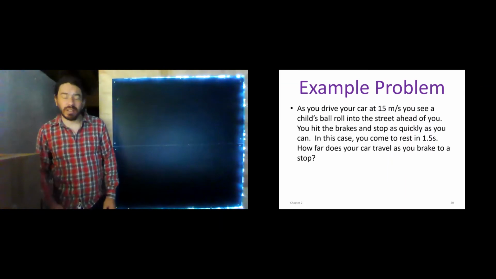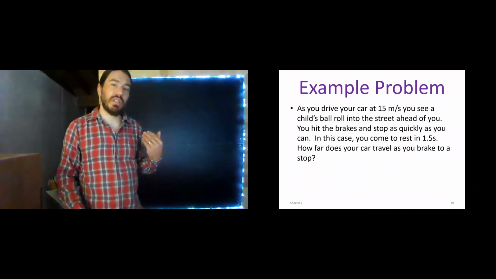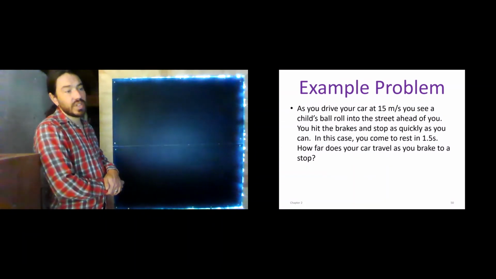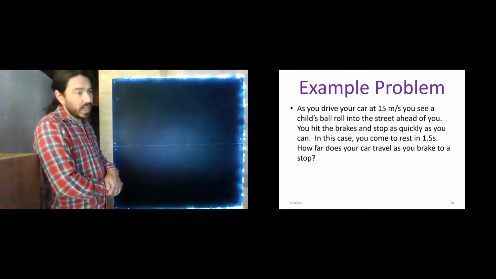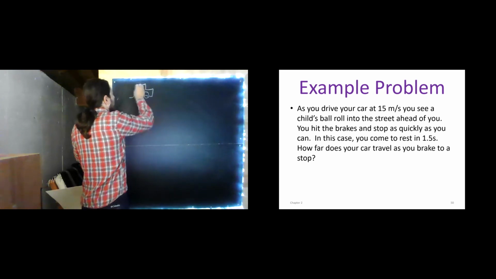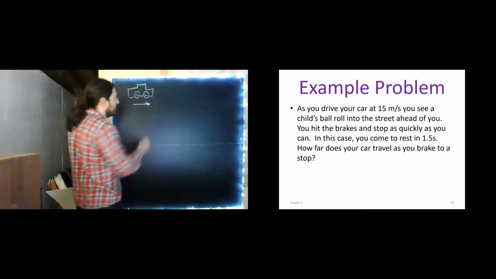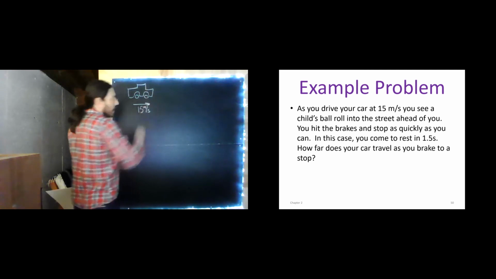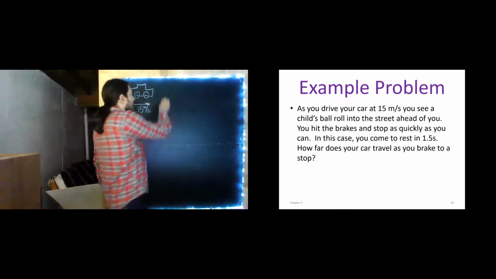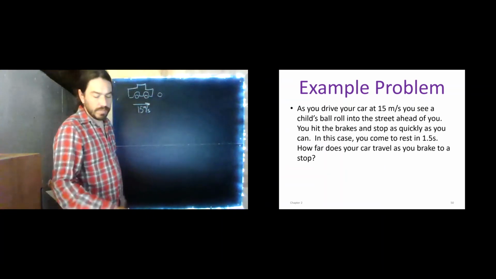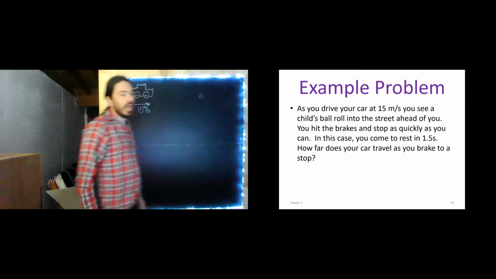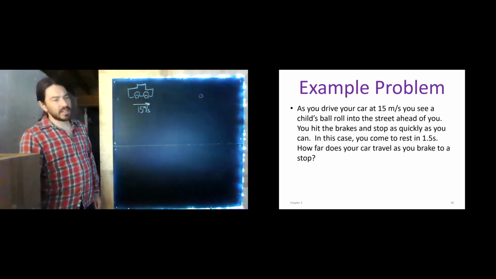Now I'm going to go back and I'm going to read it a little bit more slowly. I'm going to start transferring information to my paper and including a drawing. So as you drive your car at 15 meters per second, you see a child's ball roll into the street ahead of you. Okay, I can handle that statement. Here's my car. And it tells me I'm driving 15 meters per second. And we see a ball in the street ahead of you. I guess we could draw a ball here. Maybe the ball's a little farther out here.